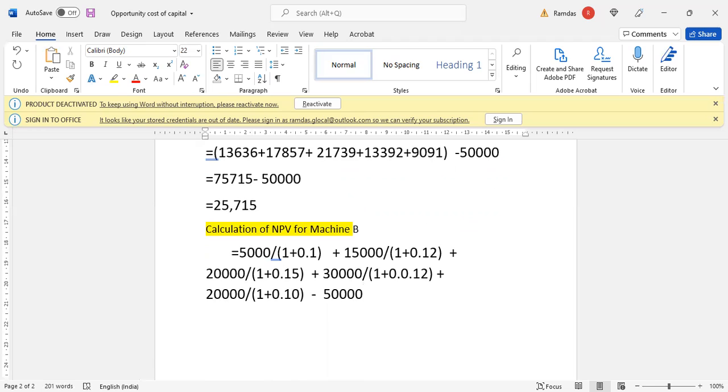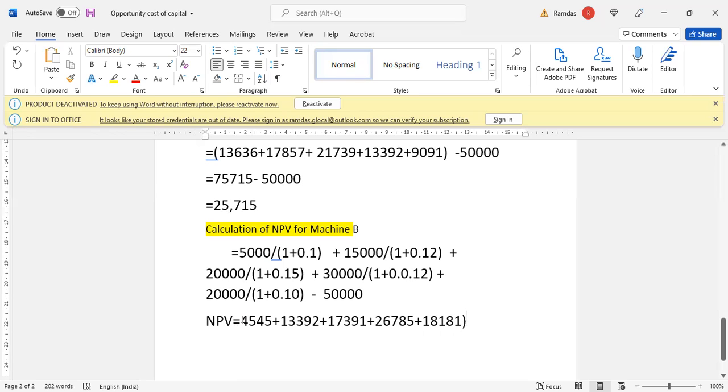So when I simplify this, NPV is equal to 5,000 divided by 1 plus 0.1, which is 4,545, plus 15,000 divided by 1 plus 0.12 gives you 13,392. 20,000 divided by 1 plus 0.15 gives you 17,391, plus 30,000 divided by 1 plus 0.12 gives you 26,785. The last year cash inflow present value is 20,000 divided by 1 plus 0.10, which gives you 18,181.